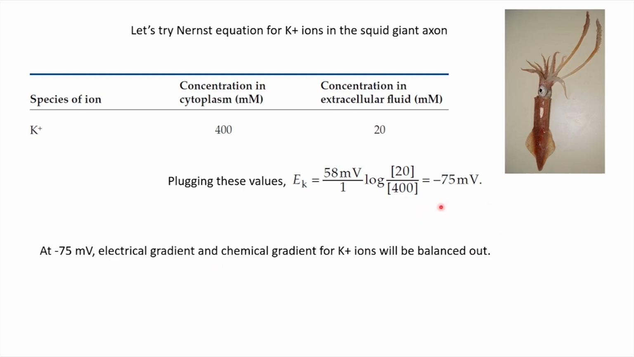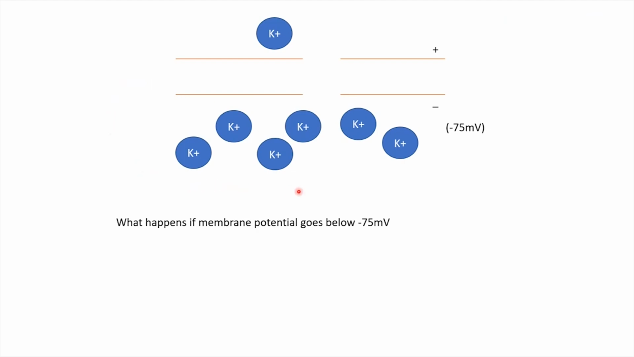So this is the value of the membrane potential at which the electrical gradient and chemical gradient for potassium ions will be balanced out, and there will be no net driving force on the potassium ions if the membrane potential is equal to -75. So we saw that the potassium equilibrium potential is -75 millivolts, and if the membrane potential is equal to that value, then there is no net movement of potassium ions because the two gradients, electrical and chemical, balance out. Now let's consider what would happen if the membrane potential is lower than -75. So say it is -80 millivolts or -90 millivolts.